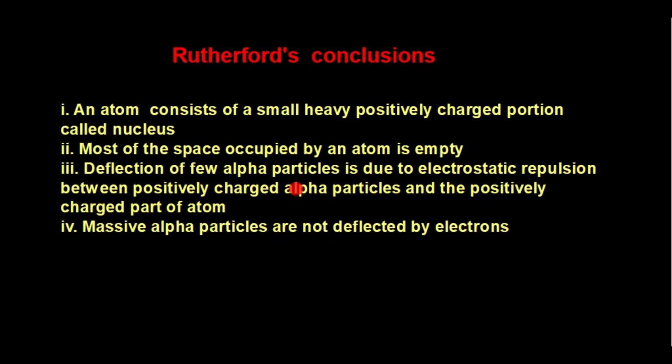Deflection of a few alpha particles is due to electrostatic repulsion between positively charged alpha particles and the positively charged part of the atom, and massive alpha particles are not deflected by electrons. I hope Rutherford's experiment is clear to you.